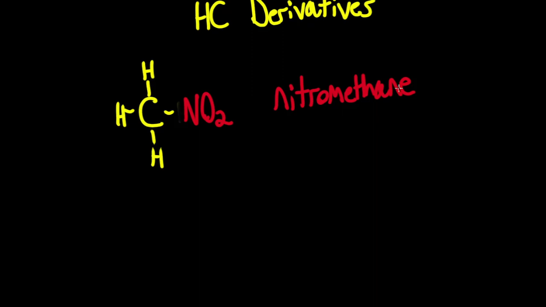Nitromethane, on the other hand, is a toxic liquid with explosive properties that is used as a racing fuel additive. So as you can see, the functional group, which is the nitro here, changed the function of the original hydrocarbon. It changed the function. So this guy here is called a functional group.